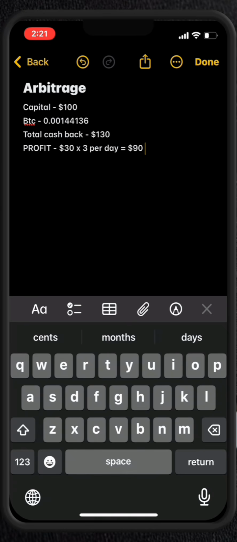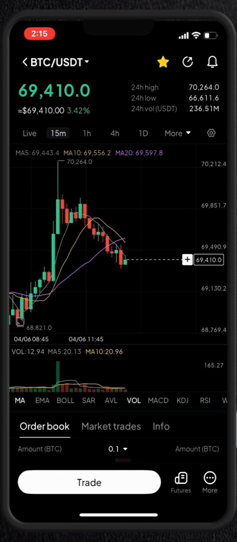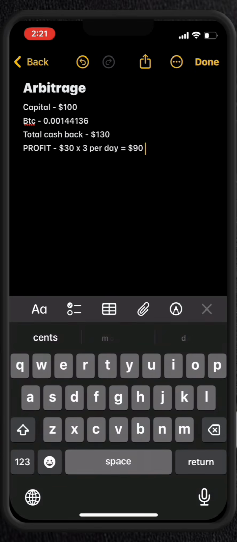Alright guys, that's exactly how this BTC arbitrage strategy works step by step. As you can see, with just $100, you can potentially make up to $30 profit per transaction depending on the market conditions. Remember, these opportunities don't last forever, so always check the price differences before executing any trade, and make sure to only trade with verified merchants with a high completion rate.